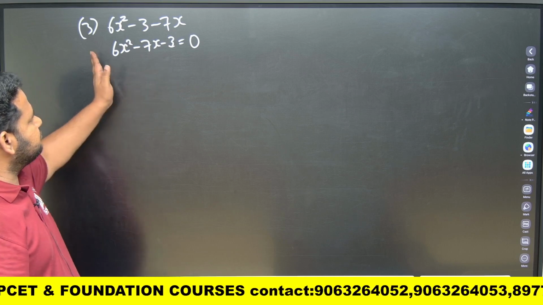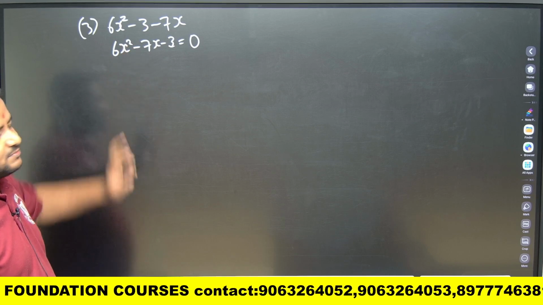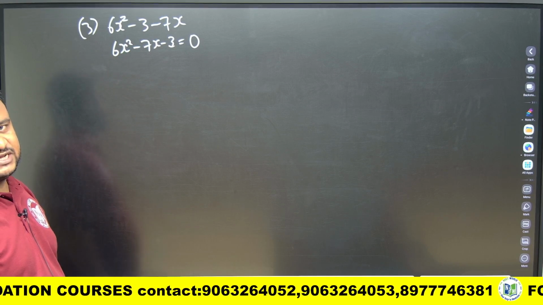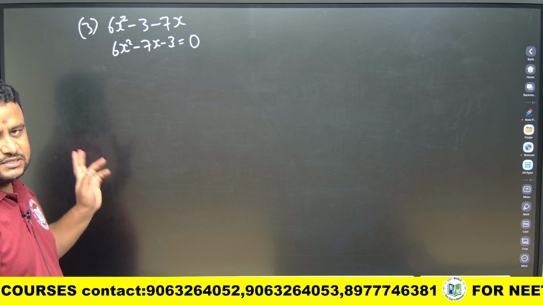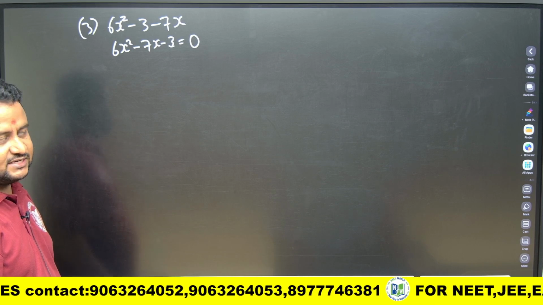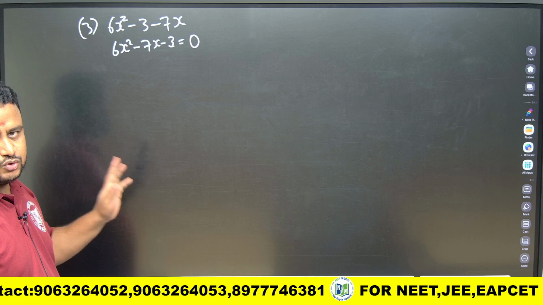Now, the product is 6 × 3 = 18 and the sum is −7. So, I can write it as −9 and positive 2. That is, −9 × 2 is −18 and the sum −9 + 2 is −7.